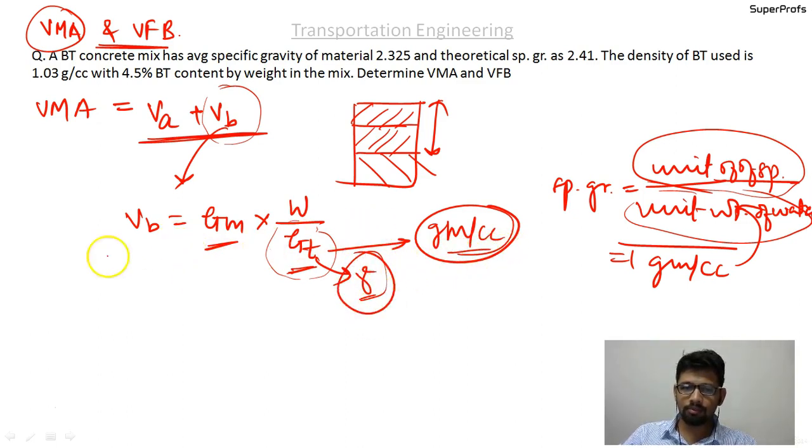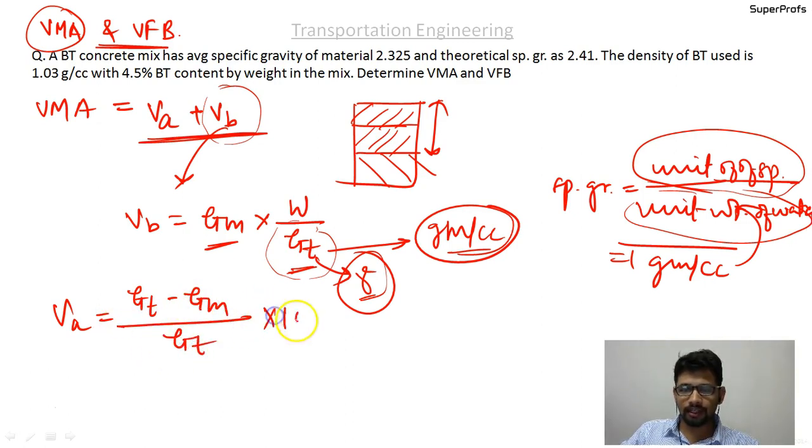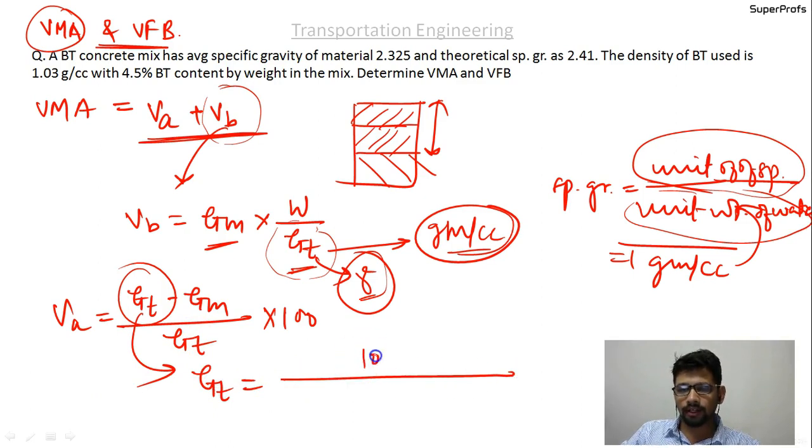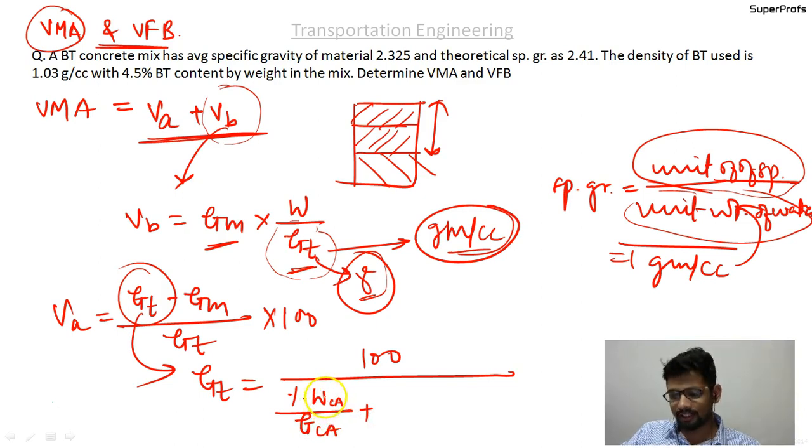So that is the VB value, and VA is given as GT minus GM upon GT into 100. Again, it is in percentages, where GT is the theoretical specific gravity that we calculate using this formula: GT equal to 100 upon percentage weight of coarse aggregate by specific gravity of coarse aggregates. I am writing in terms of coarse aggregates now. You can also write it in terms of 1, 2, 3, and 4. I am purposefully writing this so you will get the idea.